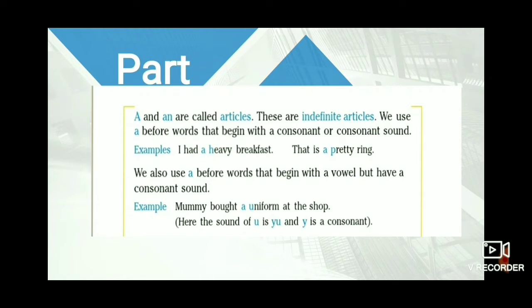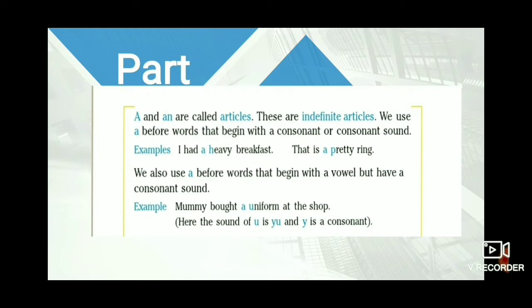We use a before words that begin with a consonant or consonant sound. Example, I had a heavy breakfast. That is a pretty ring. So heavy starts with the h sound and pretty starts with the p sound. So that's why we are using here article a, because these words start with consonants.